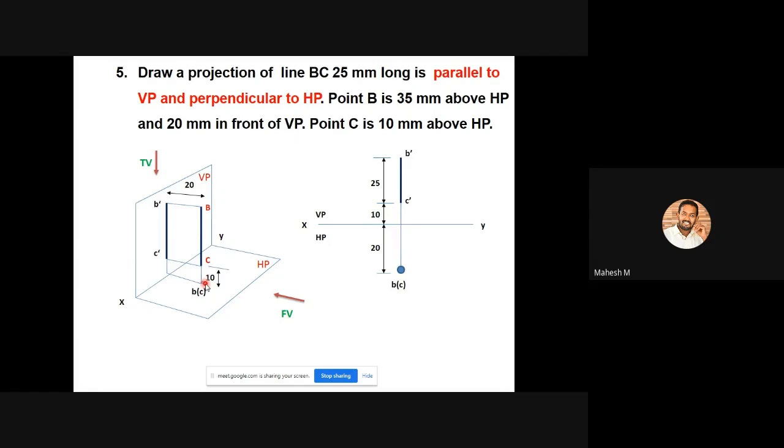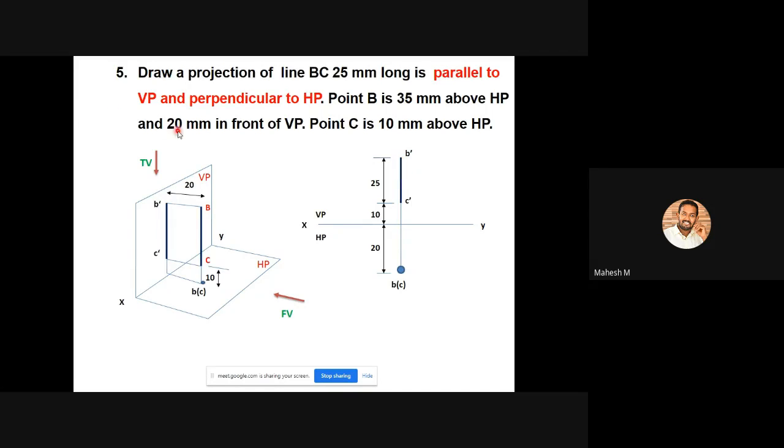And also with that, here we are having different conditions. You have to read the next line of this problem. Point B is 35 mm above HP. So you can create a point that should have a 35 mm distance from the reference line. From the reference line to this B dash point, it should have 35 mm distance.